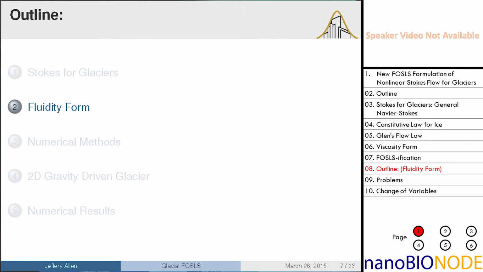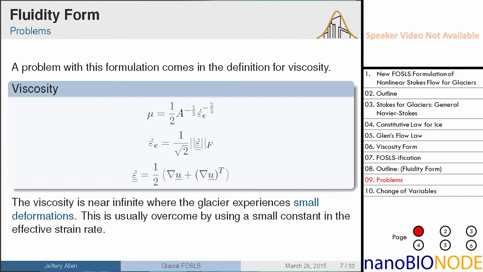So now let's talk about this fluidity form. As I said before, there's a problem with viscosity in that when this term goes to 0, viscosity goes to infinity. Well, this term is dependent on the gradient of u, which is basically saying viscosity goes to infinity when the ice is acting like a solid, which makes sense.